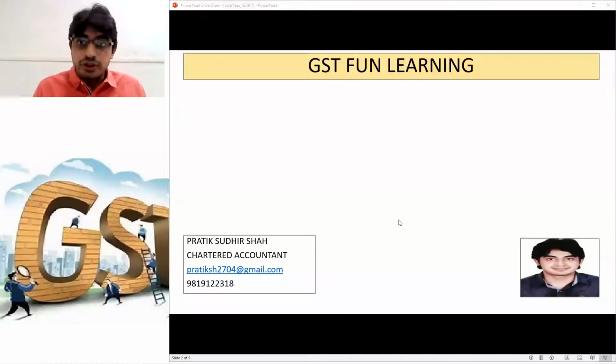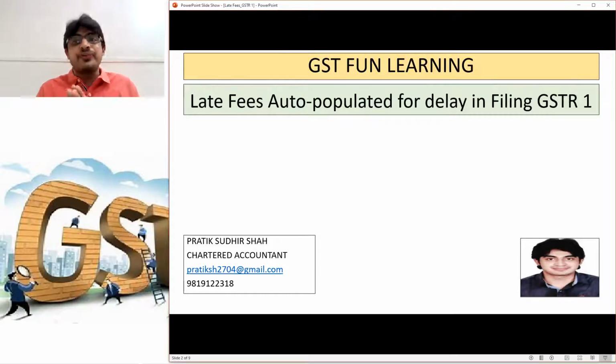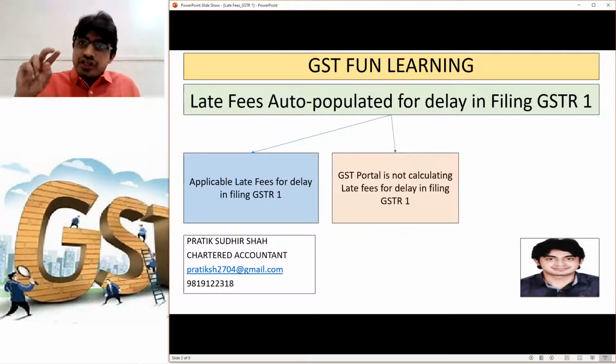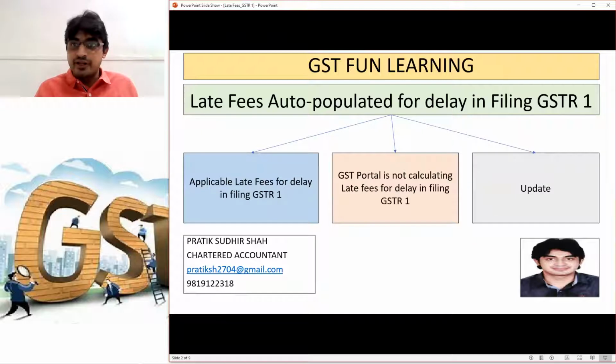Hello viewers, the topic for today's discussion is the applicability of late fees for delay in filing GSTR. To understand this, I have divided it into three parts. First, what is the applicable late fee? Second, whether the GST portal is calculating it. And third, what is the recent update?